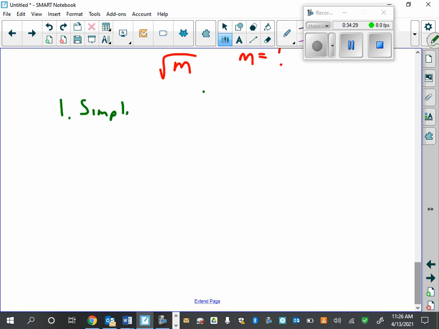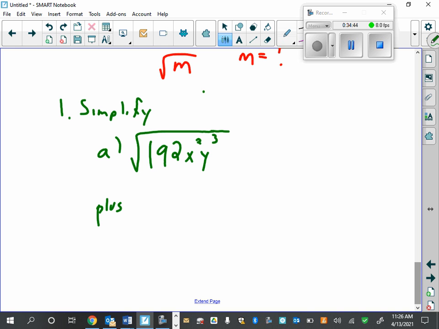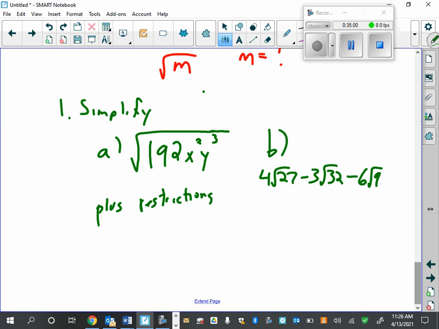Simplify again. You know what? Let's do restrictions on this as well, classroom people. B is 4 radical 27 subtract 3 radical 32, subtract 6 radical 9, plus radical 450.